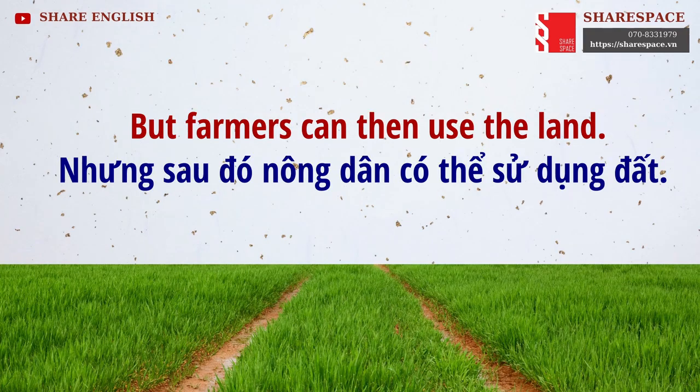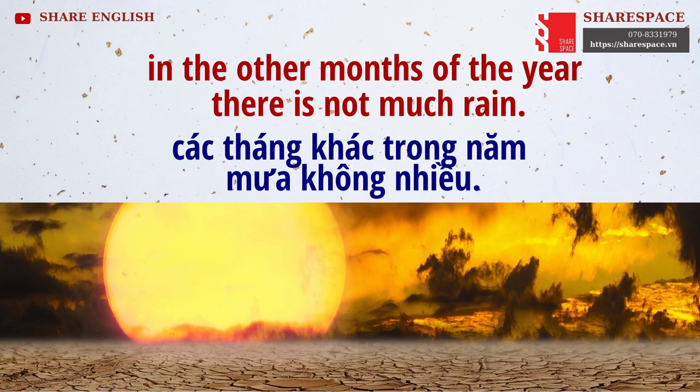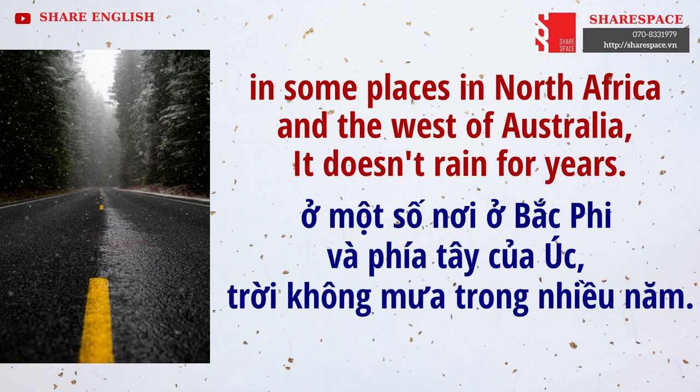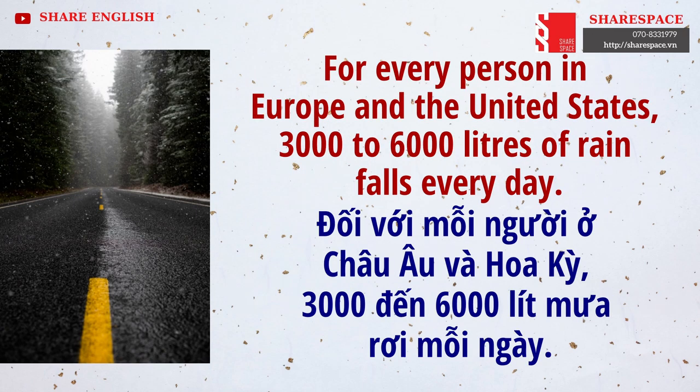But farmers can then use the land. In the other months of the year, there is not much rain. It is very hot and dry, and there is not enough water. In some places in North Africa and the west of Australia, it doesn't rain for years. For every person in Europe and the United States, 3,000 to 6,000 litres of rain falls every day.